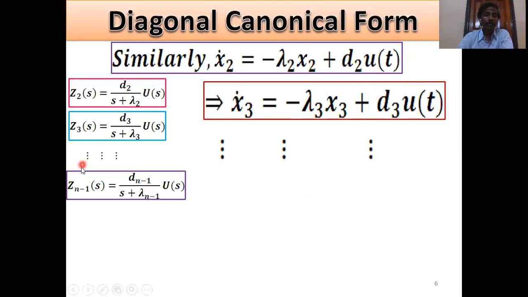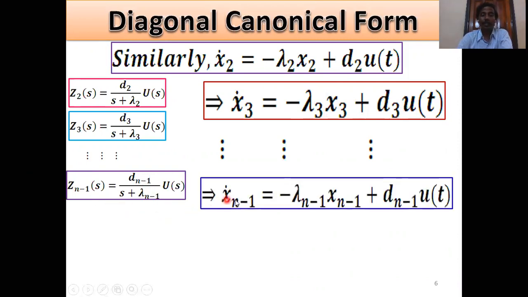Calculate z3, z4, z5, z6 up to z(n minus 1)(s), and cross multiply, take the inverse Laplace transform, and select the state variable.